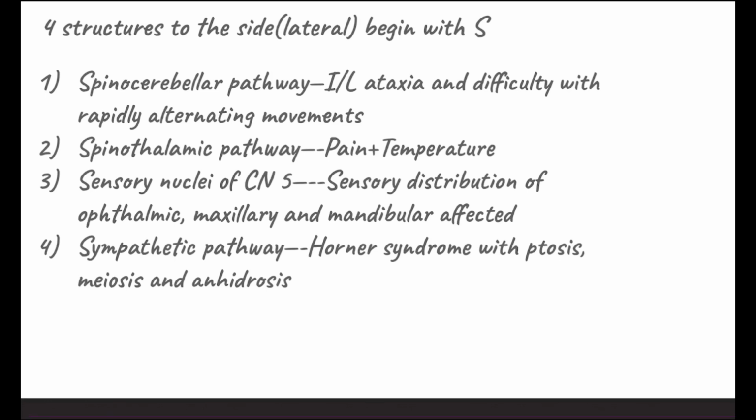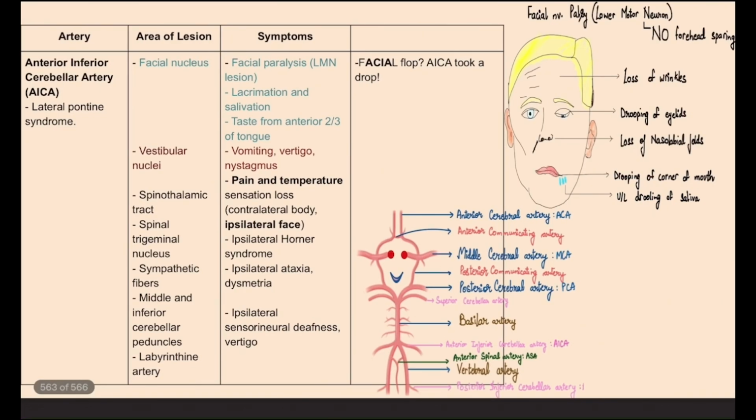Then we have the sensory nucleus of cranial nerve 5, trigeminal, which is responsible for sensory distribution of the face. And lastly, we have the sympathetic pathway, which we know if it is affected will lead to Horner syndrome, which is constituted by, very good, ptosis, miosis, and anhidrosis. So these are all S structures and they are to the side or laterally. Now let's play the game.